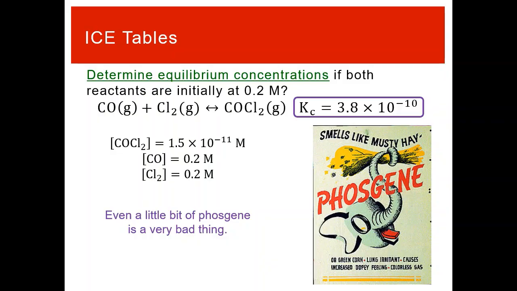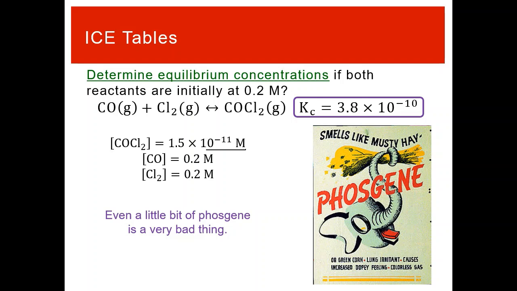So we see with a really small value for Kc, right, 10 to the negative 10th, this is a very reactant-favored equilibrium. Basically, if you mix CO and Cl2, not much COCl2 is made, right? You don't really get a lot of it. Very little of it is there. Your concentration, you can see here, is tiny, 10 to the negative 11 molar.